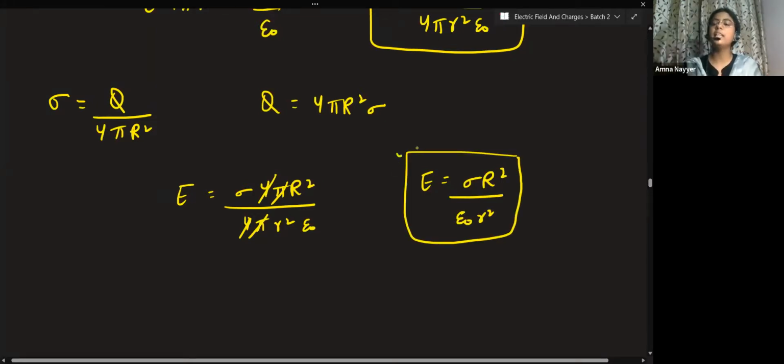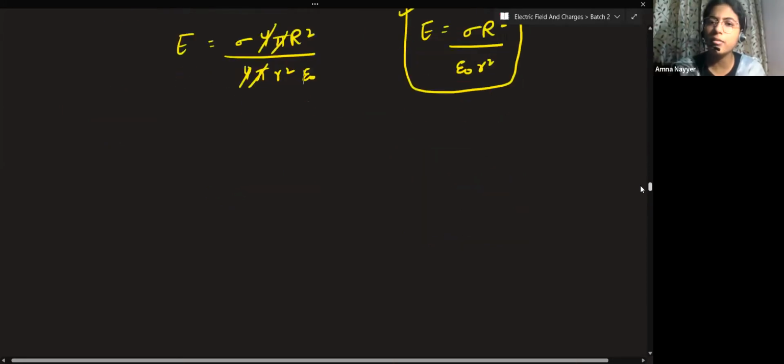This is your final electric field. So this is which case? When your point is lying outside. Now, if I tell you the point is lying on the surface only, calculate electric flux, calculate electric field when the point is lying on the surface only.